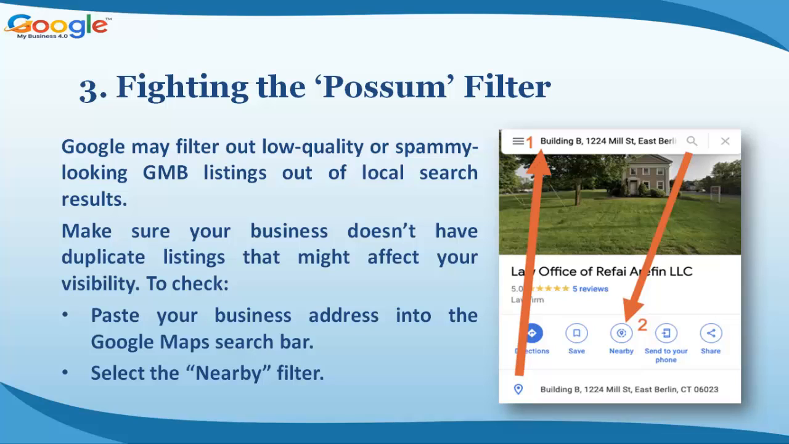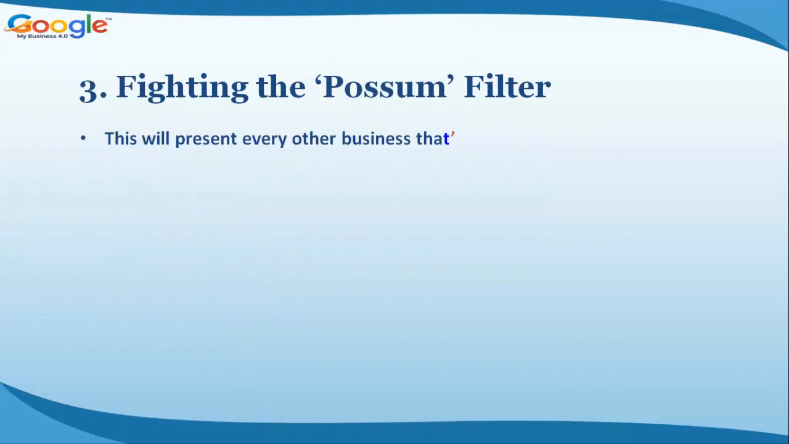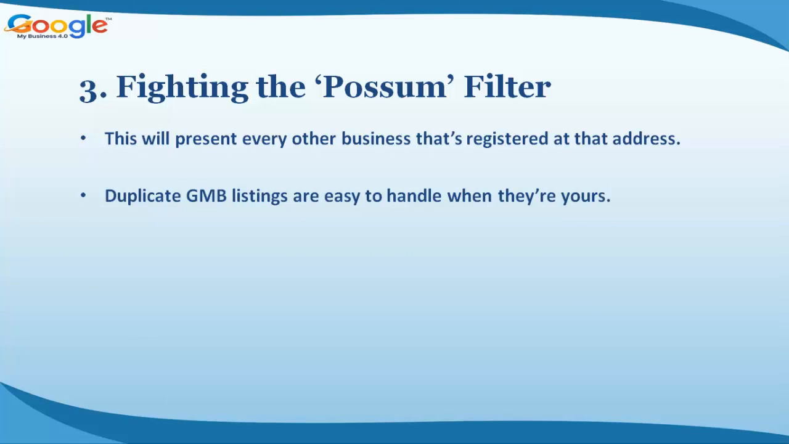Make sure your business doesn't have duplicate listings that might affect your visibility. To check, paste your business address into the Google Maps search bar. Select the Nearby filter. This will present every other business that's registered at that address. Duplicate GMB listings are easy to handle when they're yours.